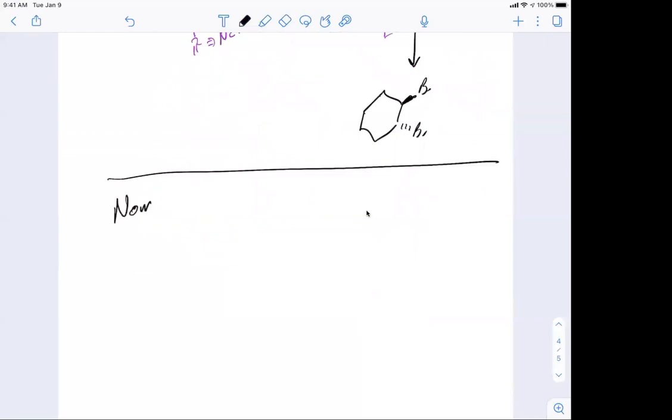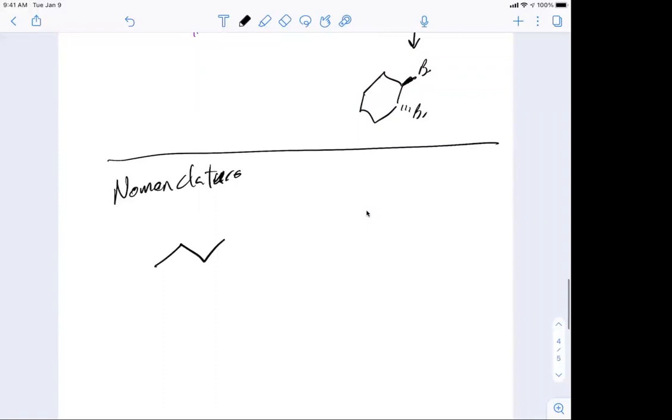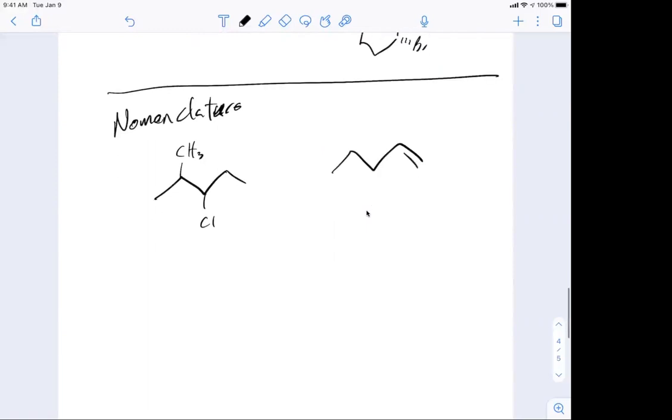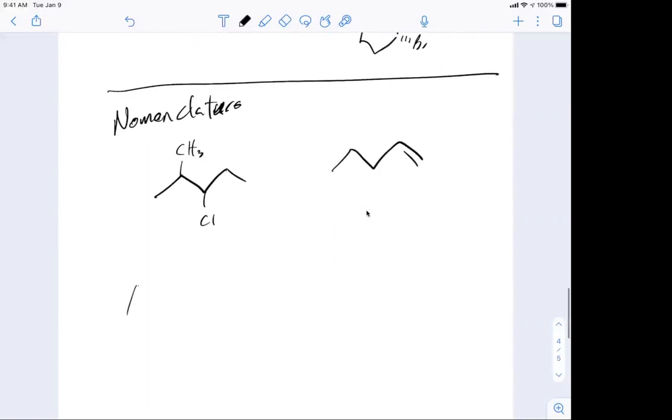Okay, let's do a little nomenclature. We didn't spend a whole lot of time on it. Some of it's pretty basic, mainly because it goes back to just naming alkanes. But we do need to go ahead and look at some nomenclature for alkenes, specifically some of the stereochemistry.